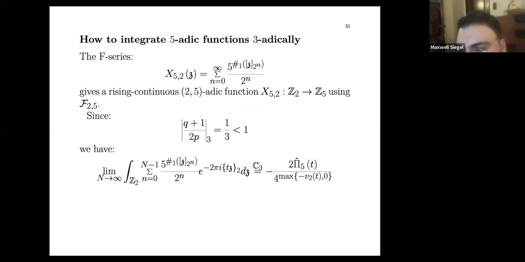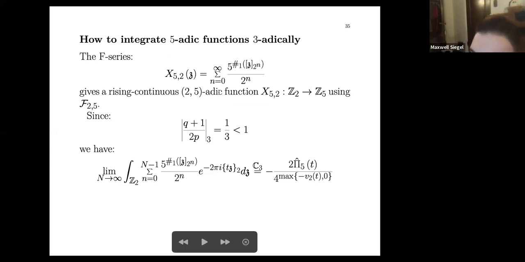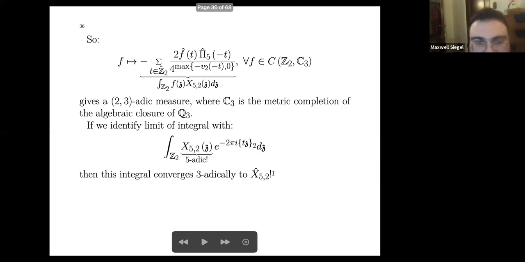Just to hammer home how weird all this is, consider the following example with the F-series x_{5,2}. Using the simple 2-5-adic frame, we can realize x_{5,2} as a rising continuous 5-adic valued function of a 2-adic integer variable. Here, though, since (q plus 1) over 2p is 3/2, which has a 3-adic absolute value of 1/3, the limit of this Fourier integral converges 3-adically to x_{5,2}'s Fourier transform.